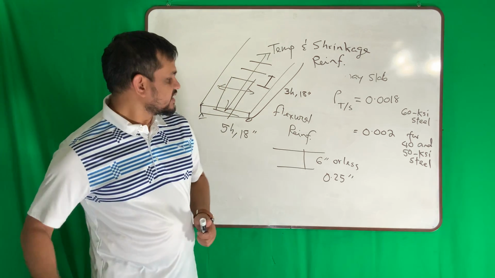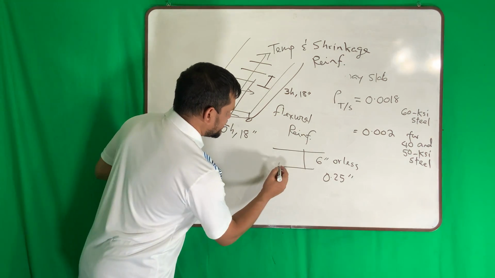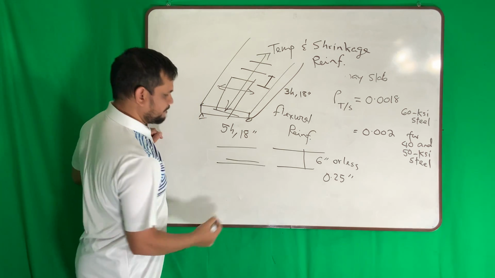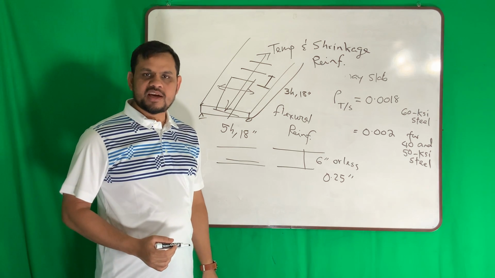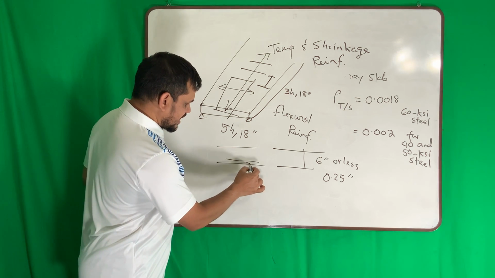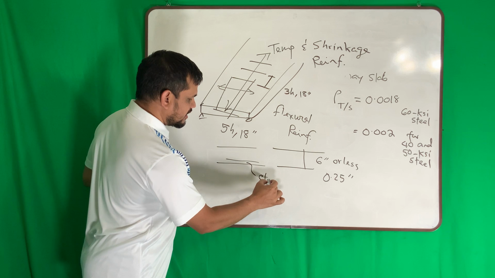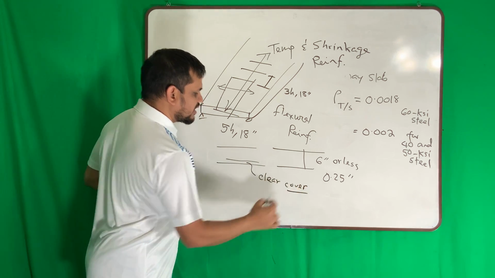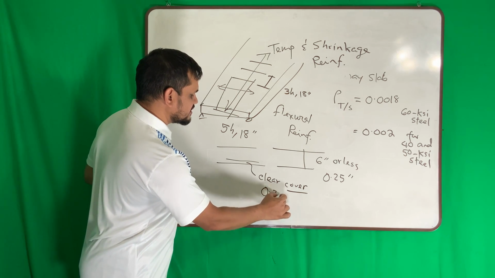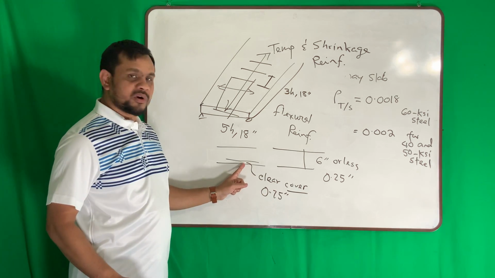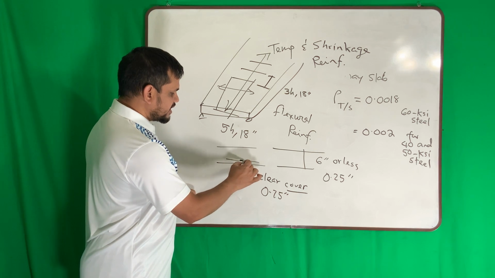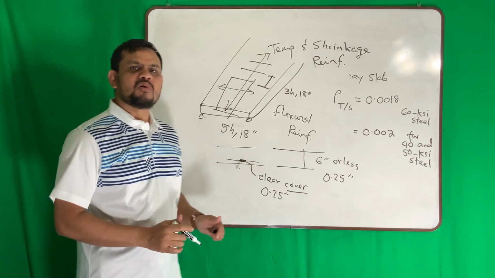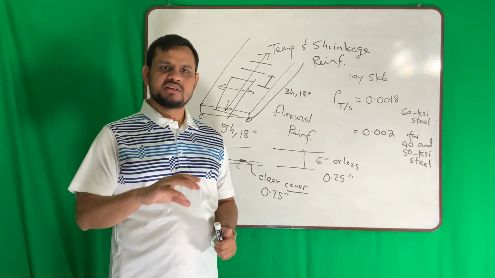And the last item is clear cover. Say in your slab, the reinforcement is here, and in slab we do not use any tie. So what is the clear cover here? Clear cover, or simply we call it cover. Cover is 0.75 inch. And from the centroid of the bar to the outside, maybe 1 inch or even less, sometimes maybe more.